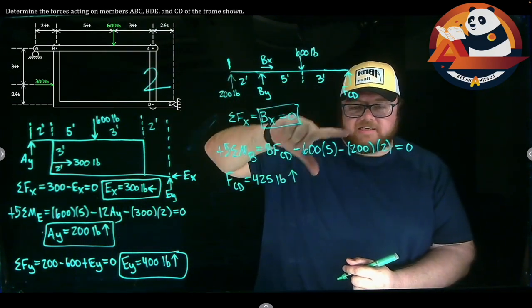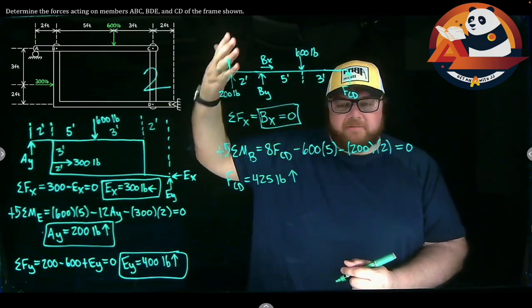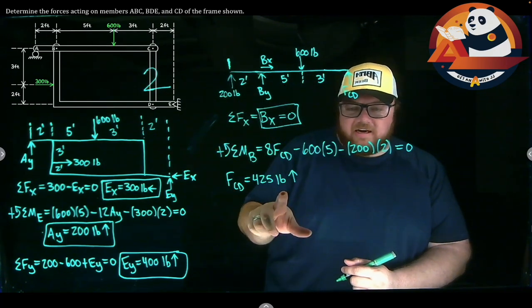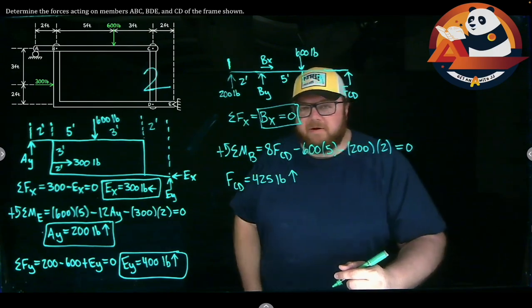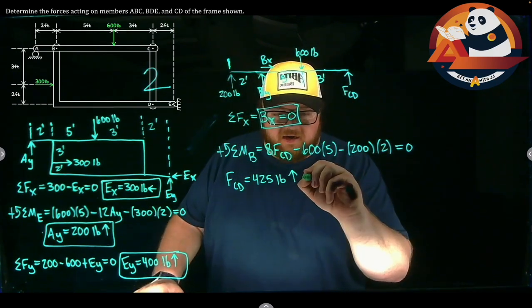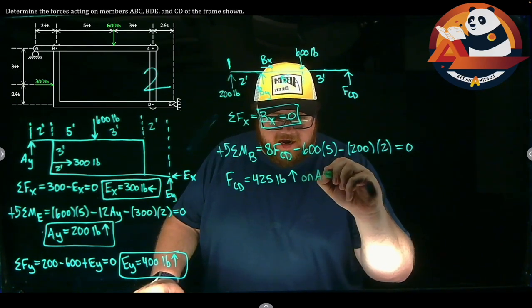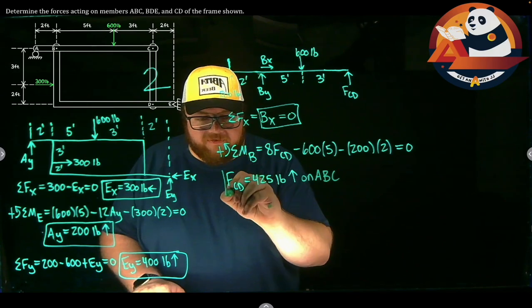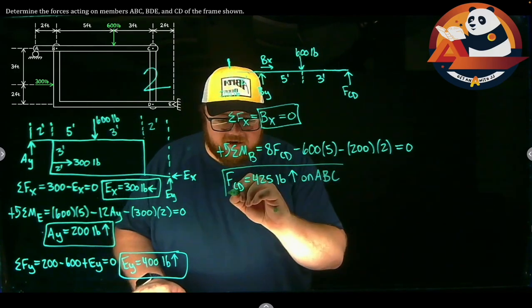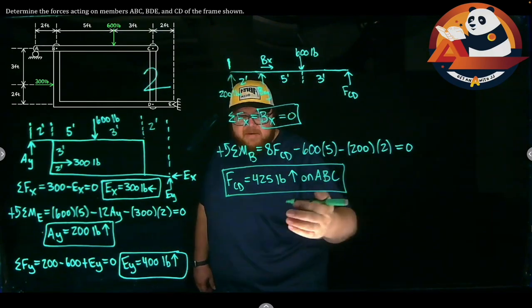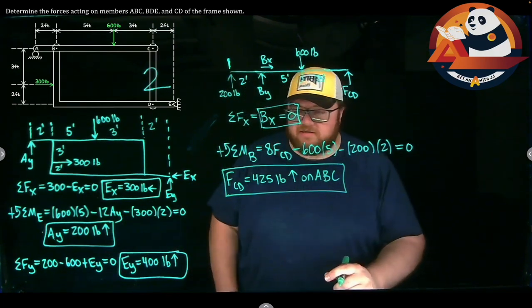If I move to the next member, if I drew a free body diagram of CD, I'd have to change my direction around on this. So rather than just leaving it here, I need to say on a specific member. This was up when I was looking at ABC. On ABC. That last little piece is helping really clarify what member I'm saying in here. Because if we get that wrong, we're getting sign errors is really what's coming out here. We might have the magnitude correct, but we have it bounced to the wrong piece.